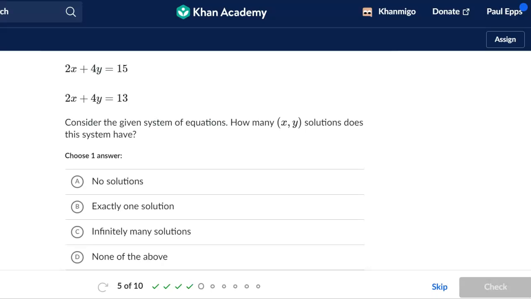Consider the given system of equations. How many xy solutions does the system have? Well, you have the same thing on both sides of the equation on the left side. 2x plus 4y equals 15 in the first one, equals 13 in the second one. I mean, you could just look at this and say there's no solutions because 2x plus 4y can't equal both 15 and 13. Another way to do it, you could subtract the second equation from the first equation and get 0 equals 2. That's not possible. So either way, this has no solutions.